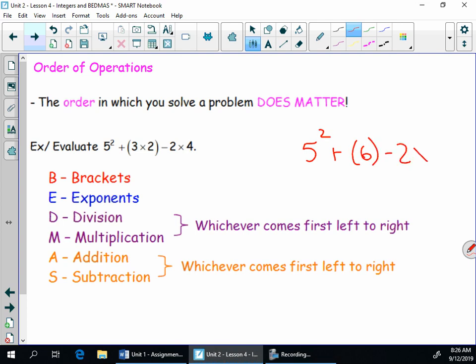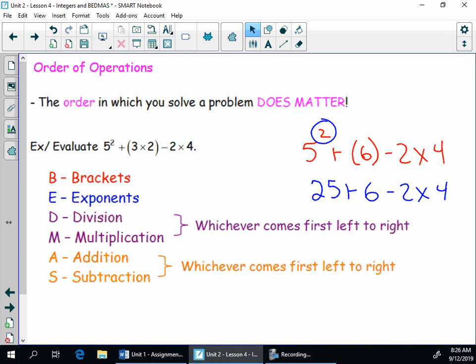Everything else should stay the same. The next thing we should do is exponents. Again, we have those. We got 5 squared right here. 5 times 5 makes 25. And everything else should stay the same. And get rid of the bracket because there's nothing happening inside it anymore. It's just the number 6. Division multiplication comes next, but we talked about whichever comes first from left to right. That's our big idea here.